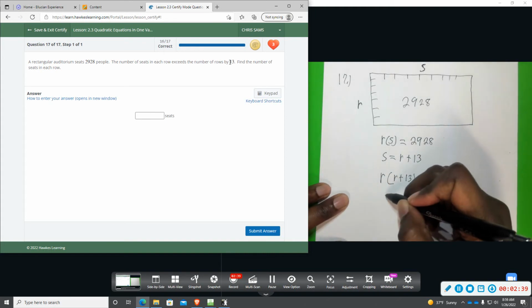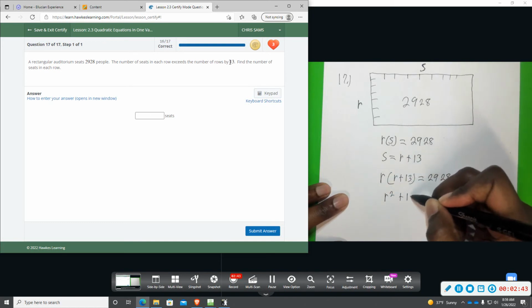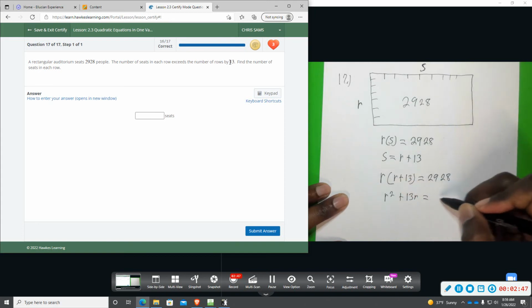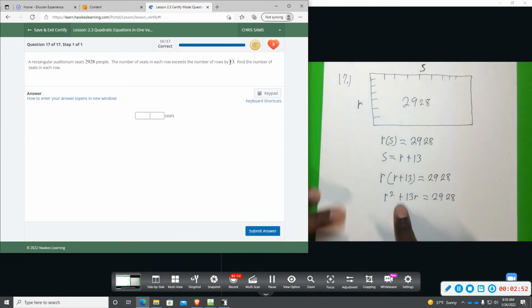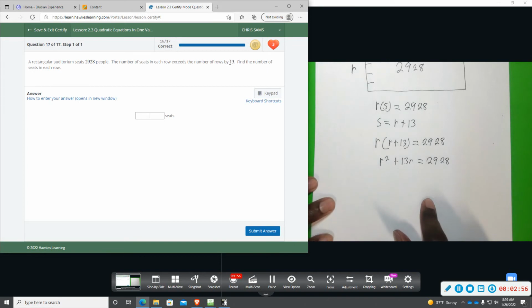We're going to do the distributive property. R times R, we get R squared. R times 13, we get a positive 13R. And then this is equal to 2,928. Alright, this looks like a quadratic, so again, we're going to be using factoring or the quadratic formula.